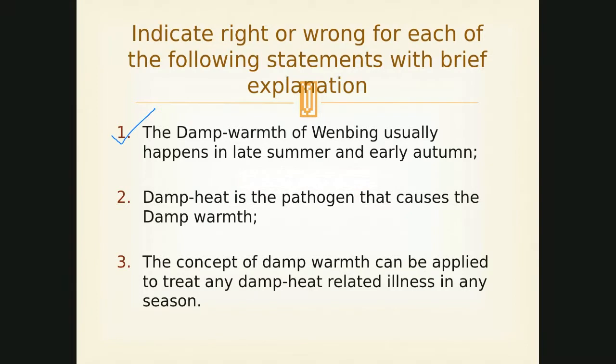We're talking about the damp warm in Wenbing. So what are the pathogens for damp warm? Mingled damp and heat. This is correct, but there are different ratios of the damp heat. Sometimes damp is more than heat, sometimes heat more than damp, sometimes equal in ratio.